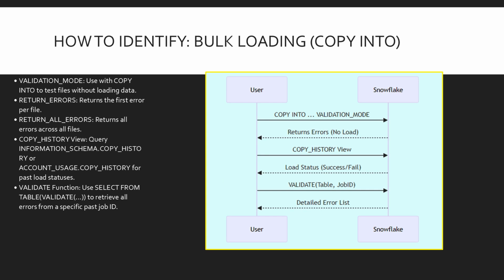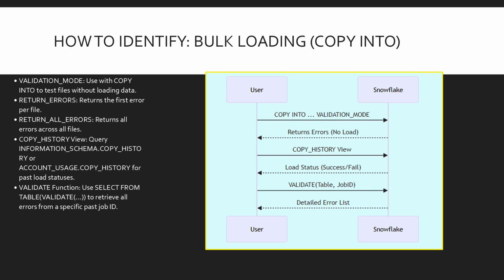For bulk loading, you have powerful tools to identify causes. Before loading, you can run copy into with validation mode set to return all errors. This simulates the load and reports every error found without modifying your table. For loads that have already failed, don't rely solely on the simple status message. Use the validate table function passing the job ID of the failed load. This function returns every error encountered, not just the first one, giving you a complete picture of the data quality issues in that batch.